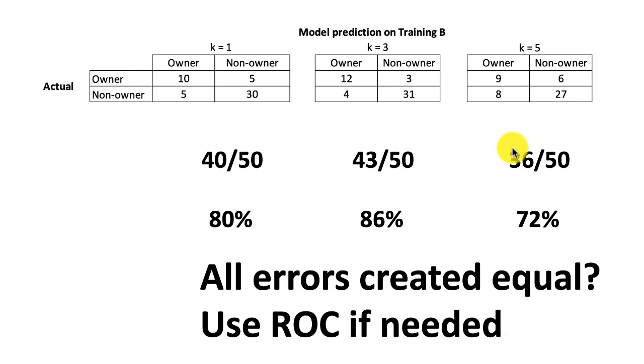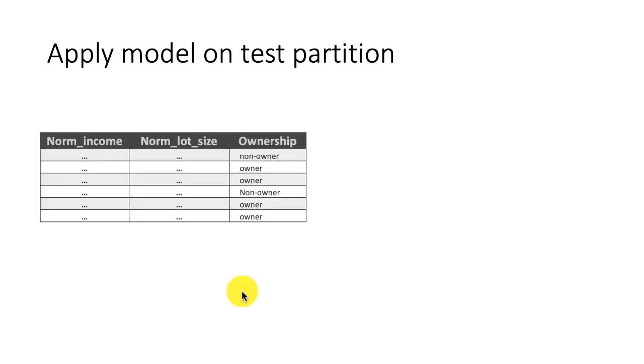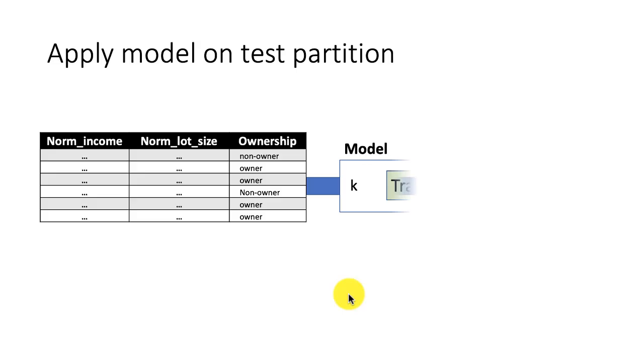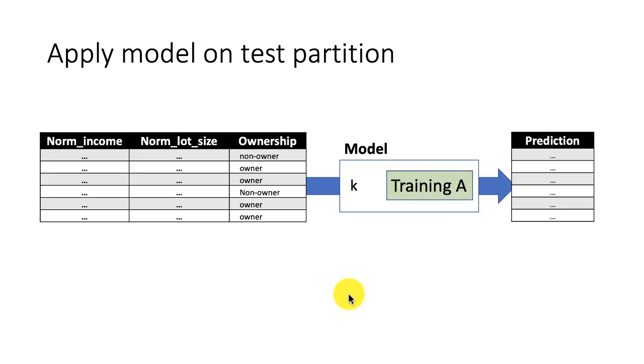Okay, so for the current discussion, let's just assume that we are going by the default majority class approach. Later on, when we are looking at our code, we'll take a look at how exactly to do this with ROC as well. Okay, so now that we have built a training model and we have selected a particular value of k, now we have to apply the model on the test partition, right?